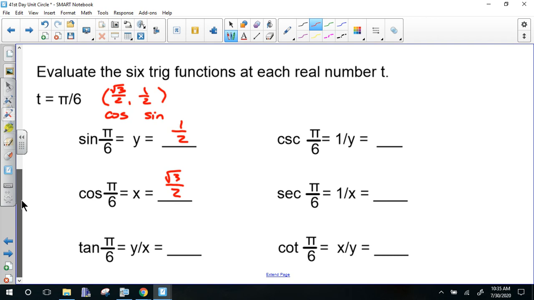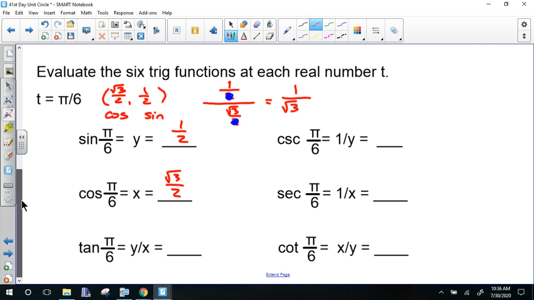Tangent, we have to take y divided by x. So if I do y divided by x, I've got a complex fraction. And in this, if your denominators are the same, they cancel each other out. Okay? So I really have 1 over root 3.